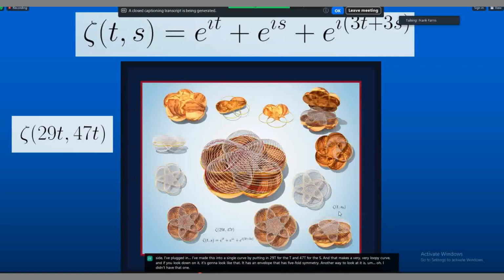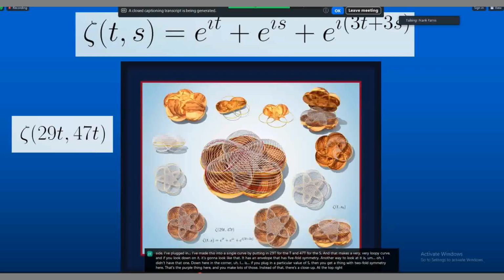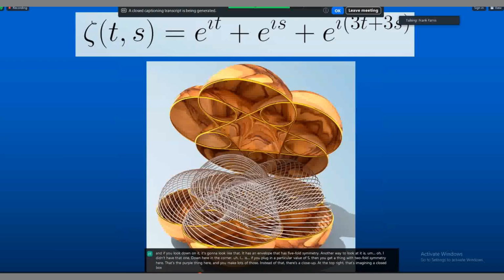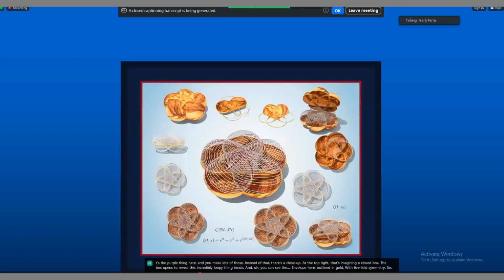Another way to look at it: down here in the corner, if you plug in a particular value of s, then you get a thing with 2-fold symmetry. That's the purple thing here, and you make lots of those. Instead of that, there's a close-up at the top right. That's imagining a closed box. The box opens to reveal this incredibly loopy thing inside, and you can see the envelope here outlined in gold with 5-fold symmetry. So I'm very delighted to be able to make these things. I'm glad that I'm living at a time when the technology is here. We're dancing over it, love it.